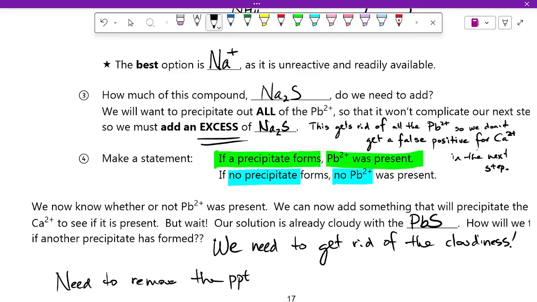Drink it. When you said filtering. You can filter.